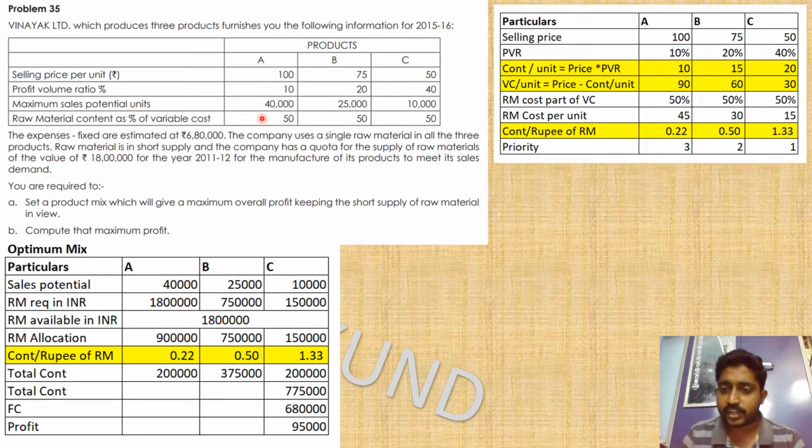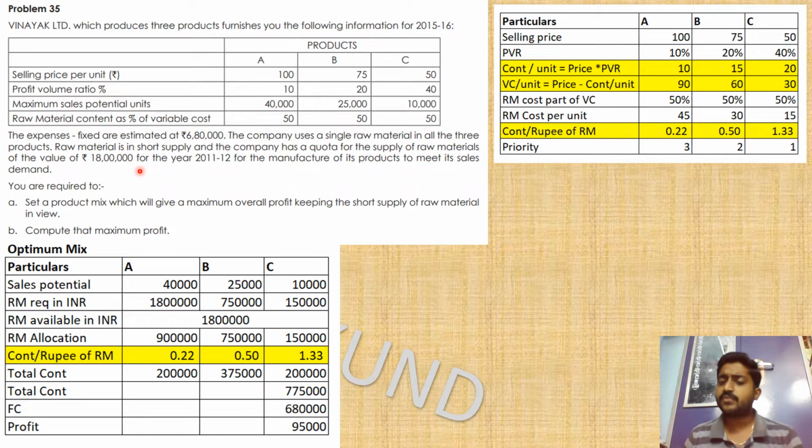Till now we have understood the problem. The expenses fixed or estimated: fixed cost is given, 6.8 lakhs. The company uses a single raw material in all the 3 products, so raw material is common between products A, B and C. Next, raw material is in short supply and the company has a quota for the supply of raw material for the value of 18 lakh.